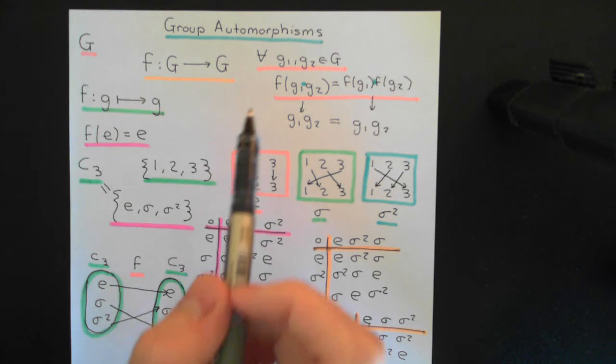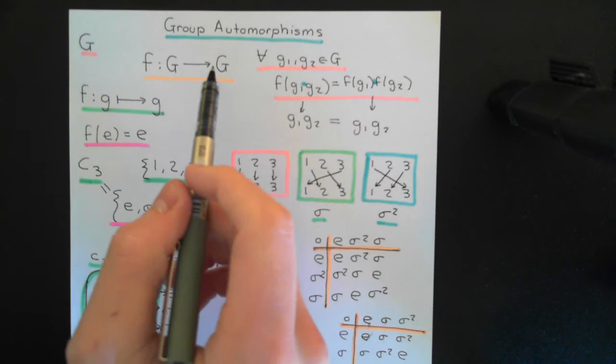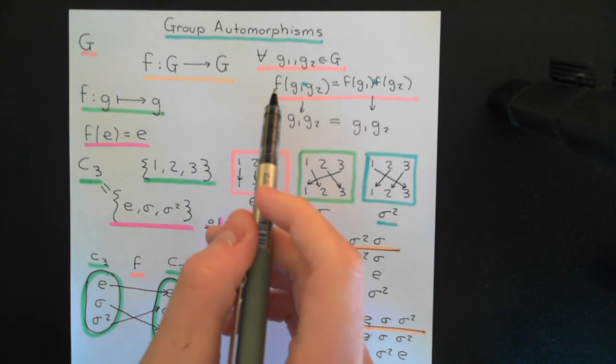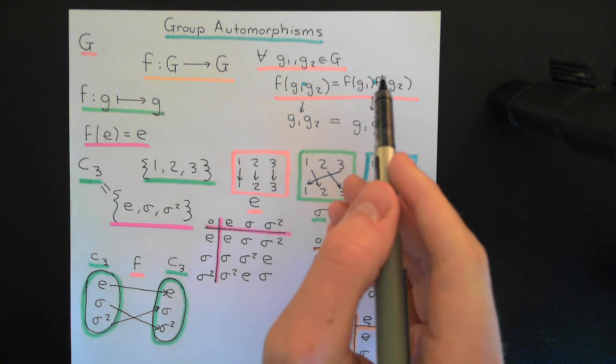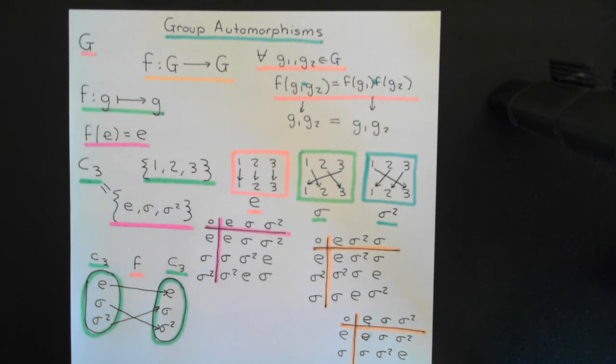So it obeys this property that for all g1 and g2 elements of the group, f of g1 composed with g2 is equal to f of g1 composed with f of g2. I.e. it does not matter whether you first compose the two elements together in the group and then take what that answer is mapped onto in the codomain, or if you first map them into the codomain and then compose them in the codomain, the answer is exactly the same.